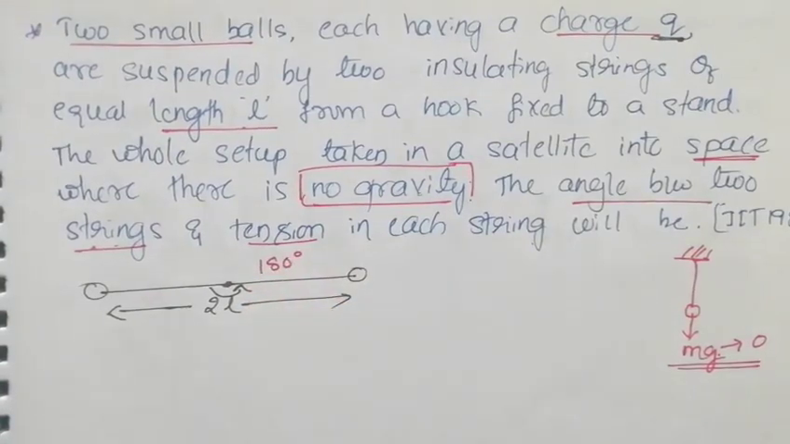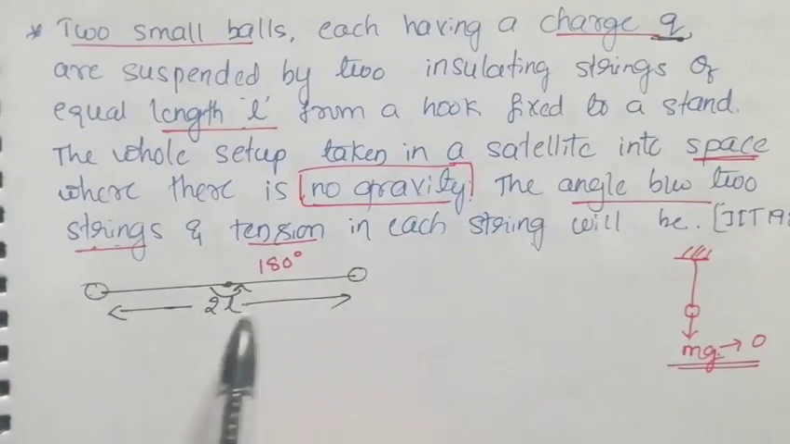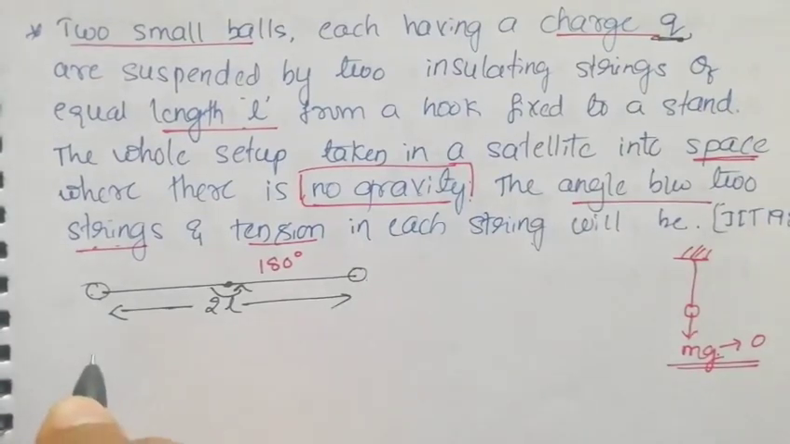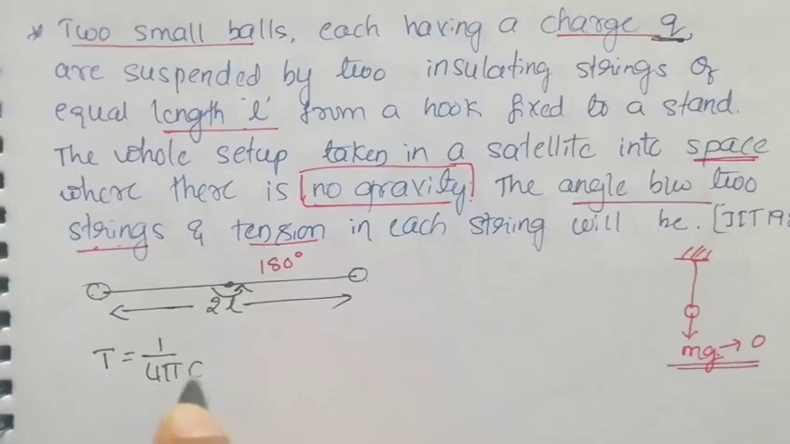Now one more thing we need to find out: the tension. Tension is nothing but the force between these two. It is a simple case of two charges separated by a distance of how much? Twice the length. So the force, what we call tension, let me indicate it T, is equal to 1 by 4 pi epsilon naught into Q1 Q2.